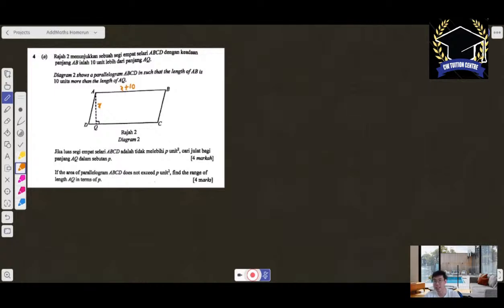If we take a look on this question again, if the area of the parallelogram, how do we calculate area? Area of parallelogram is the height times the base. So X times X plus 10 is not more than P, less than P. Okay, so in this case, I want to find the range of AQ. I want to find the X. So X squared plus 10X minus P less than or equal to 0. How do I find the range? My range must be in terms of P.